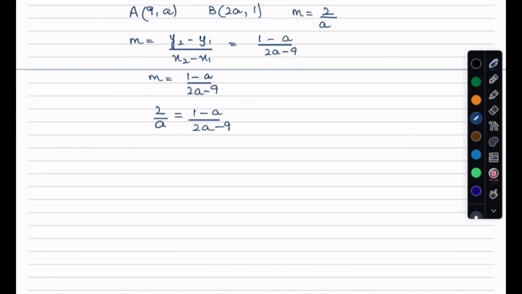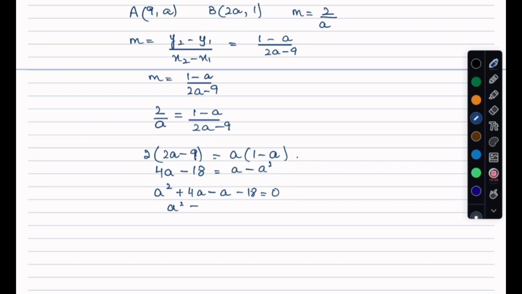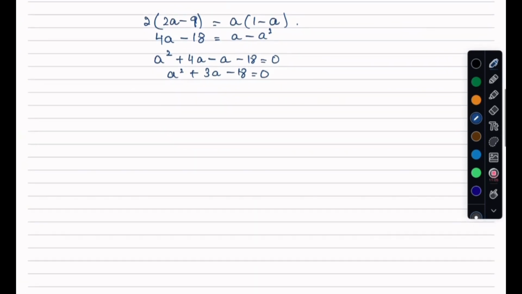Solving it further, just cross multiply. I can say it is 2 times (2a minus 9), which is equal to a times (1 minus a). So this is 4a minus 18, which is equal to a minus a square. I'm getting a quadratic equation here. Rearranging, I can say this is a square plus 4a minus a minus 18, which is equal to 0, or a square plus 3a minus 18 equal to 0.